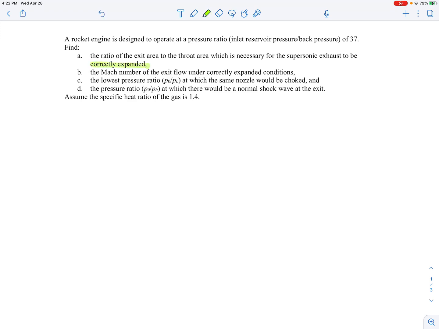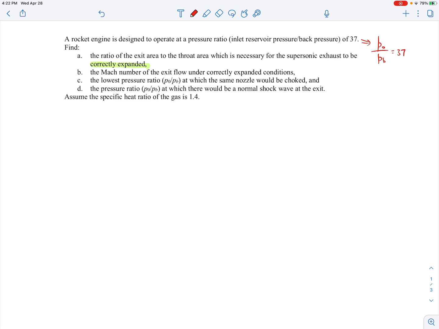Correctly expanded means perfectly expanded or at design conditions. We're also asked to find the Mach number of the exit flow under correctly expanded conditions, again at the same conditions as A. The lowest pressure ratio at which the same nozzle would be choked, and the pressure ratio at which there would be a normal shock wave at the exit. And we're told to assume a specific heat ratio of the gas of 1.4. So just let me make a note of this. This 37, this is the stagnation pressure to the back pressure.